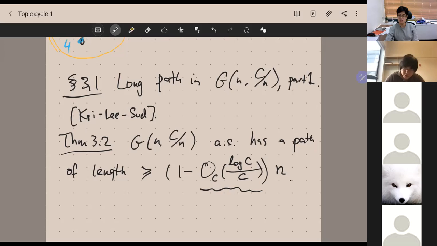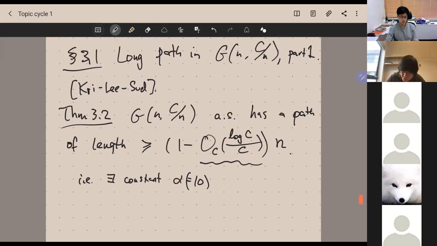I mean, a constant depending on C times log C over C. So that means there exists a constant alpha, actually alpha equal to 10 is enough, I believe, such that... so alpha does not depend on capital C, right? No, it does not. Right. Is this the absolute constant?